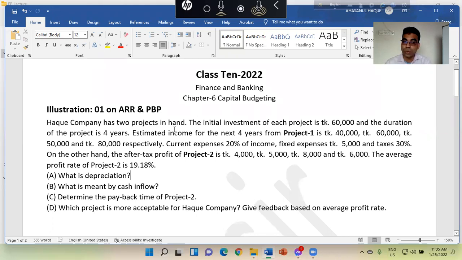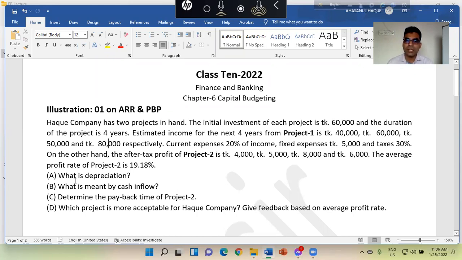Here is written Haque company has 2 projects. So project 1 is Taka 40,000, 60,000, 50,000 and 80,000 respectively. Estimated income means the expected income. Current expense is 20% of this amount, and fixed cost is always fixed. So here the fixed expense is Taka 5,000 and taxes 30,000.